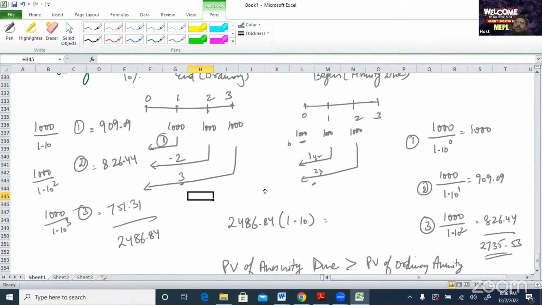What is an ordinary annuity? It is one where the cash flow happens at the end of the period. What is annuity due? It happens at the beginning of the period. So how can we find out the present value and future value of that kind of cash flow series? This is something which we have seen, and we can do all the calculations on the calculator in one go.